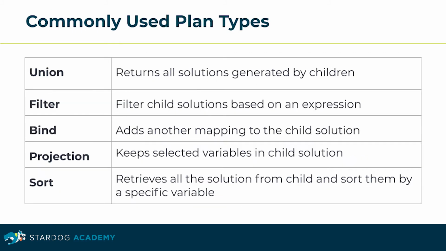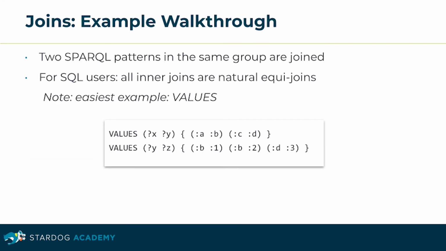Some commonly used plan types that you'll also see within a query plan are union, where we return all solutions generated by the children. We saw that earlier when we fixed our Cartesian product query. Filter, which filters child solutions based on an expression. Bind, which adds another mapping to a child solution. Projection, which we also saw earlier, which keeps the selected variables in the child solution. And sort, which retrieves all the solutions from the child and sorts them by a specific variable. So now that we know the piece parts, let's start walking through some examples and see how they're applied.